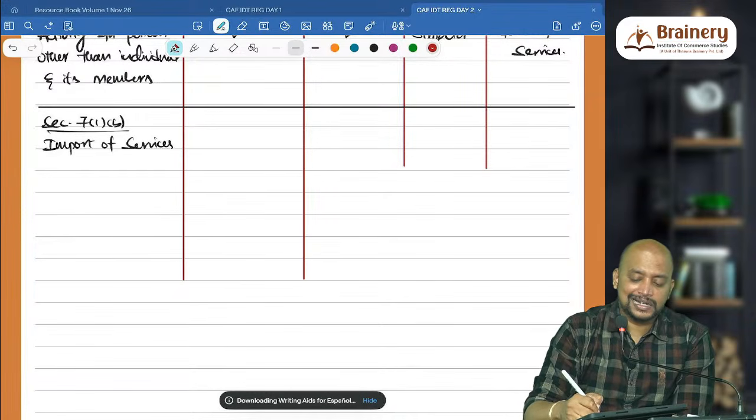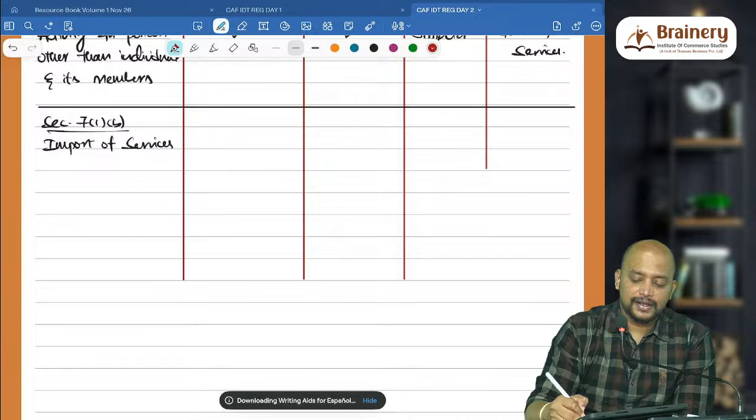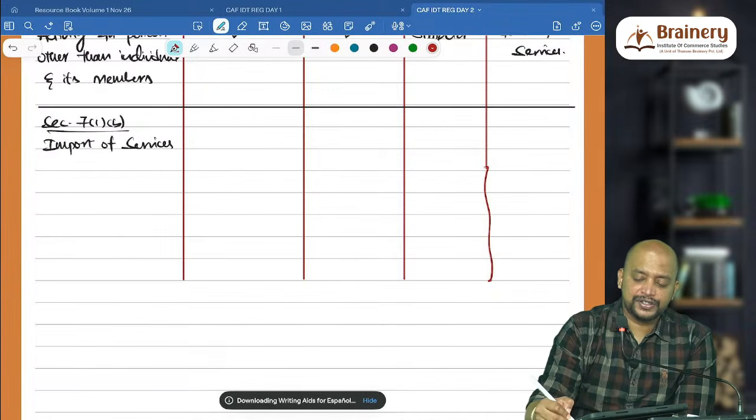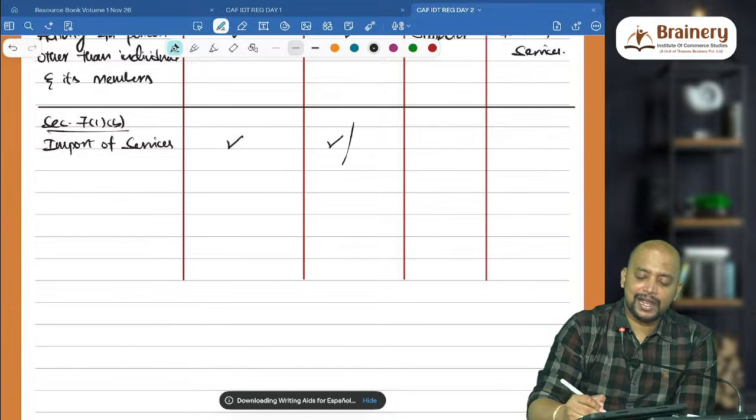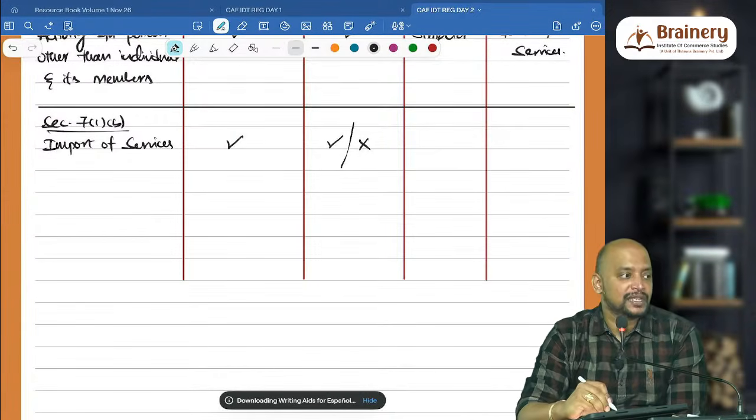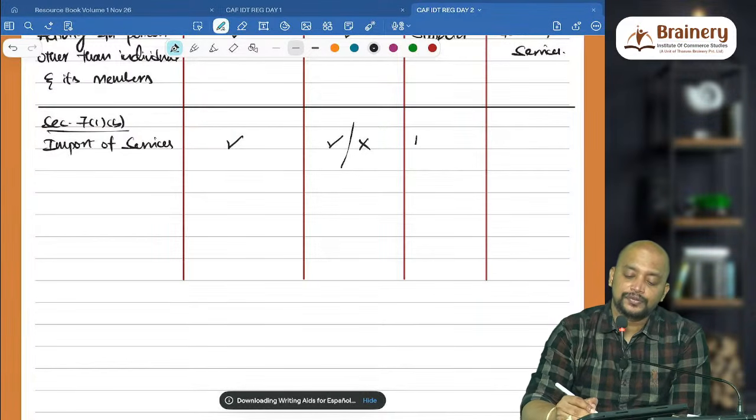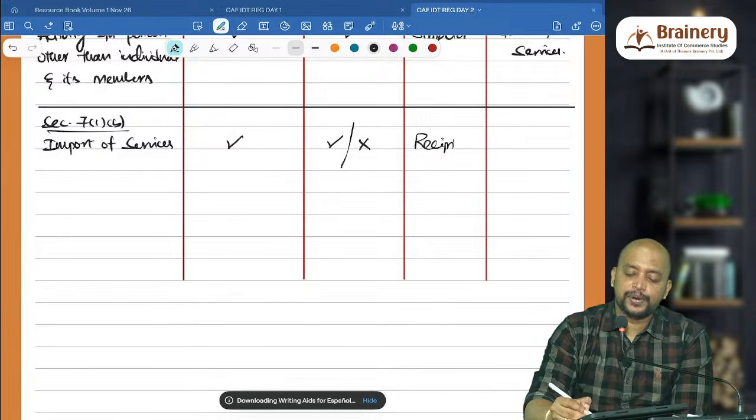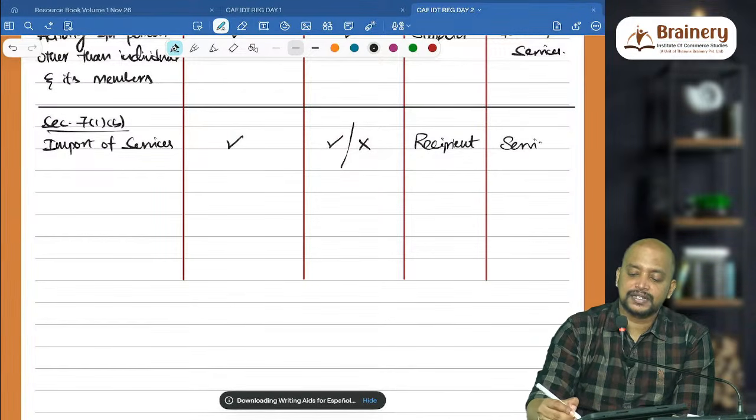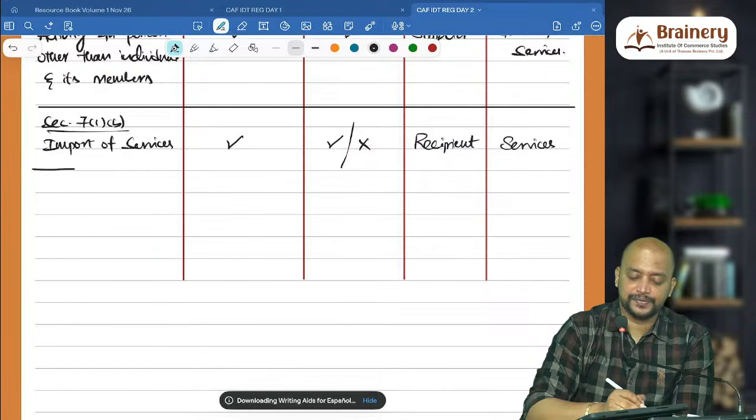For consideration, and course or furtherance of business, may or may not be. So it may or may not be. Whose point of view? Very good. Recipient point of view. What is the coverage? Services. Only services are covered.